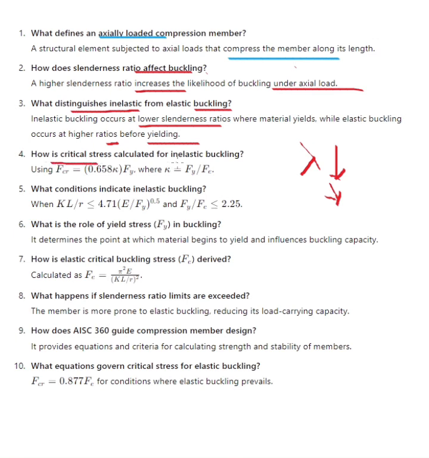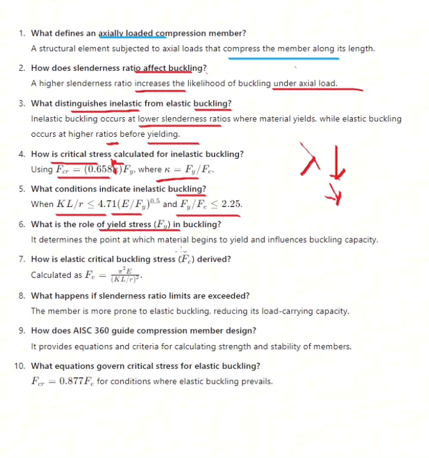How is the critical stress calculated in elastic buckling? Fcr equals 0.658 to the power K times Fy, where K is Fy by Fe. What conditions indicate inelastic buckling? If KL by r is less than or equal to 4.71 times the square root of E by Fy, or Fy by Fe is less than or equal to 2.25.